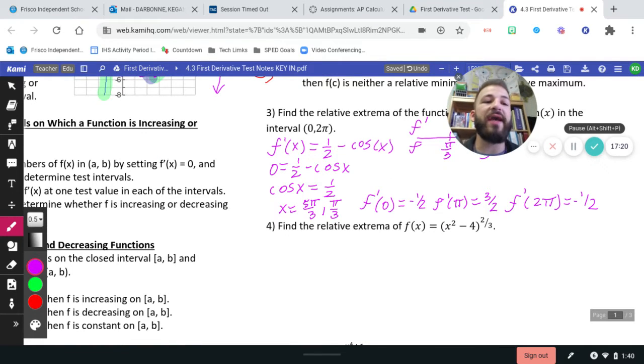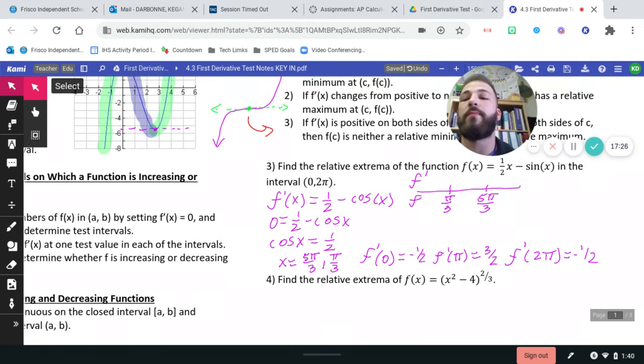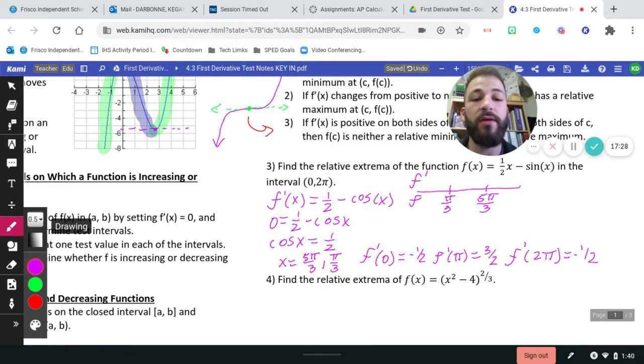All right, y'all, hopefully you got -1/2, 3/2, and -1/2. So we can add that information onto our number line. So negative, positive, and then negative, which means we are decreasing, increasing, and decreasing. Okay, so we want to find the relative extrema. So now we're going to classify.